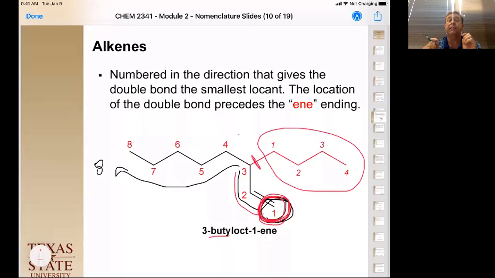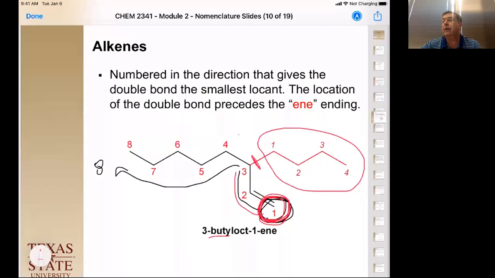However, if that double bond had appeared anywhere else in there, we would have to locate it. And so for precision's sake, what we are doing is we're locating that first carbon in there to give us our full complete name of 3-butyl oct-1-ene. Okay, so the ene tells us we have a double bond. It must be in the parent chain, and that 1 tells us where it is. That's the locator. Okay, questions on that?